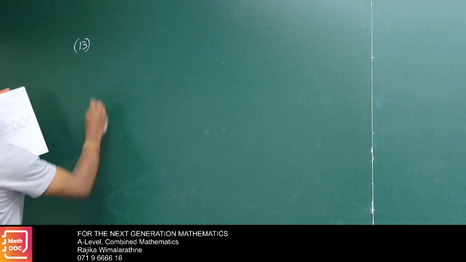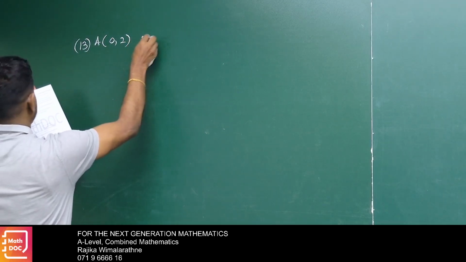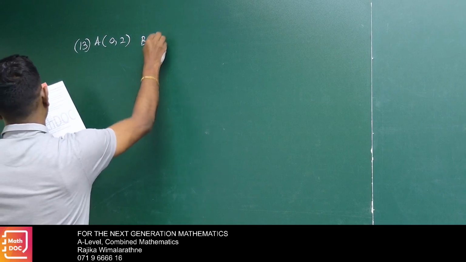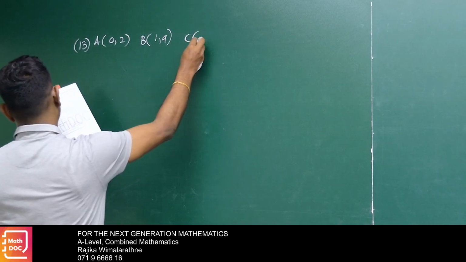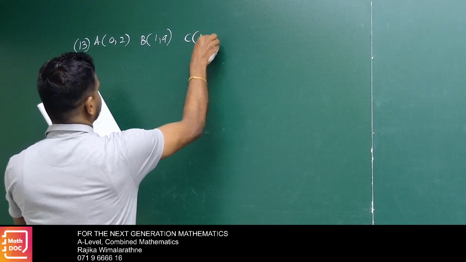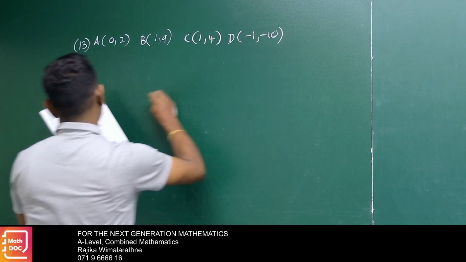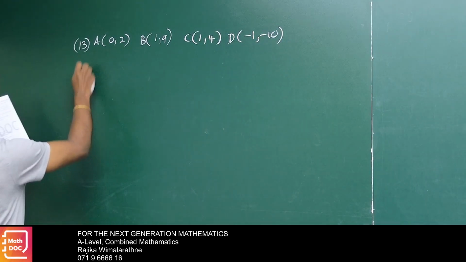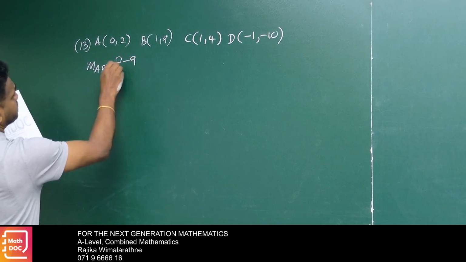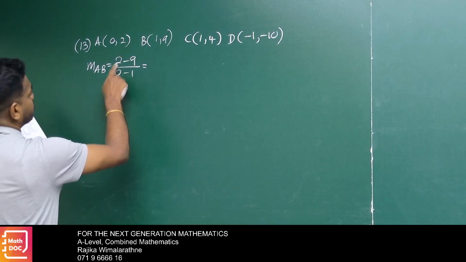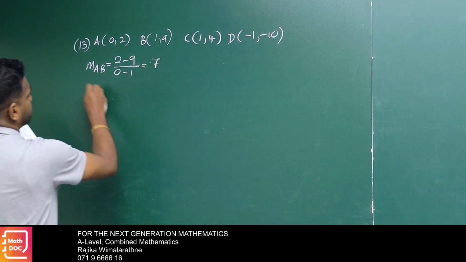Question number 13. A (0, 2), B (1, 9), C (1, 4), D (-1, -10). We have to show AB and CD are parallel. Then find MAB: 2 minus 9 over 0 minus 1, which is 7.